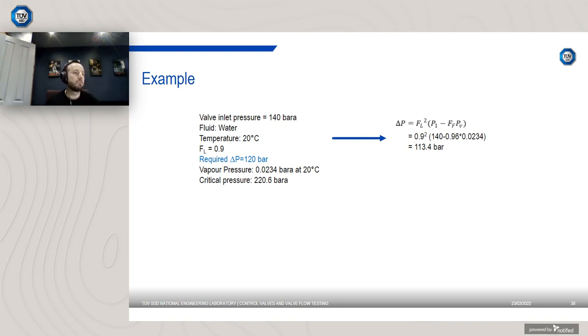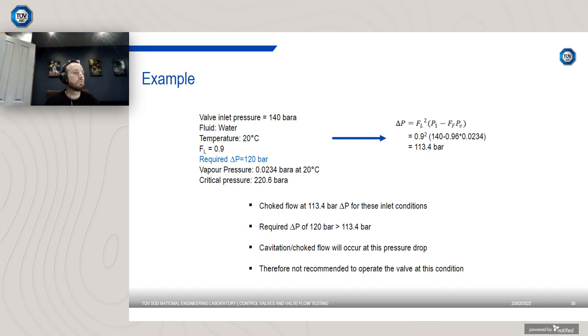Is cavitation going to be an issue? So if we take the formula and we plug in the data, we get a choked delta P of 26.6 bar. So choked flow is going to occur at 113.4 bar for this inlet condition, but you require a delta P of 120 bar, which is greater than 113.4 bar. So if you drop the pressure by 120 with this inlet pressure, you are definitely going to see cavitation. So it wouldn't be recommended to operate the valve at this condition.